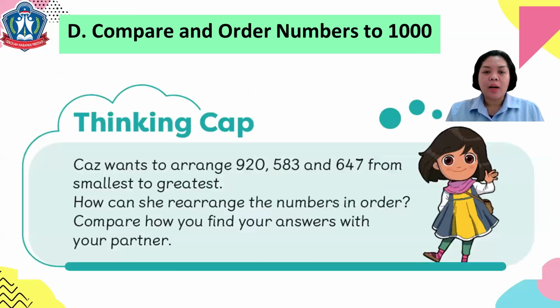Now for our thinking cap, Kez wants to arrange 920, 583, and 647 from the smallest to greatest. How can she rearrange the numbers in order? So how do we arrange numbers, P3? In this video, I will discuss the steps in ordering and comparing numbers.